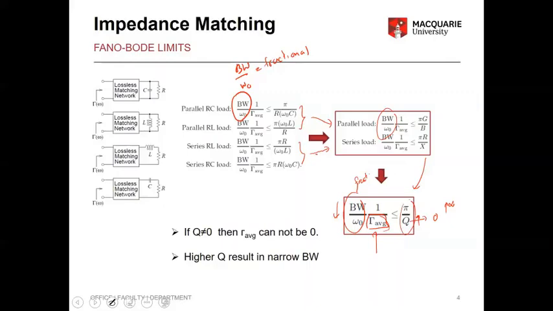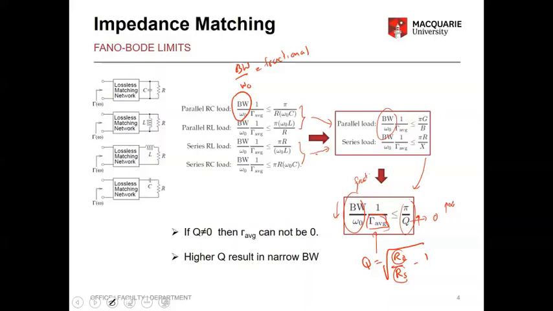So from your previous Q, you might remember this formula, RL over RS minus 1. So this Q is pretty much dependent on RL and RS. So if you have a load and a source resistance, you don't really have any control over Q. So the bandwidth is fixed for that. Now, there are ways to overcome that by designing the impedance matching circuit.